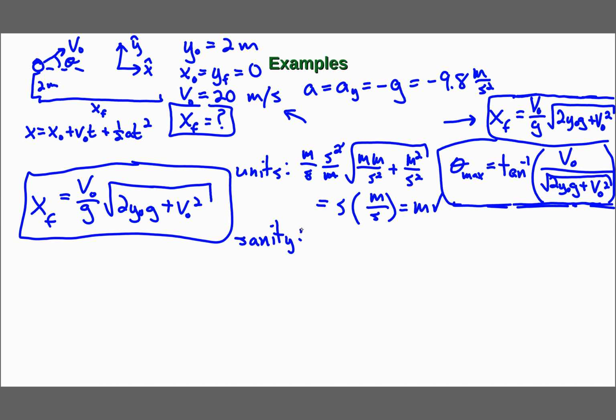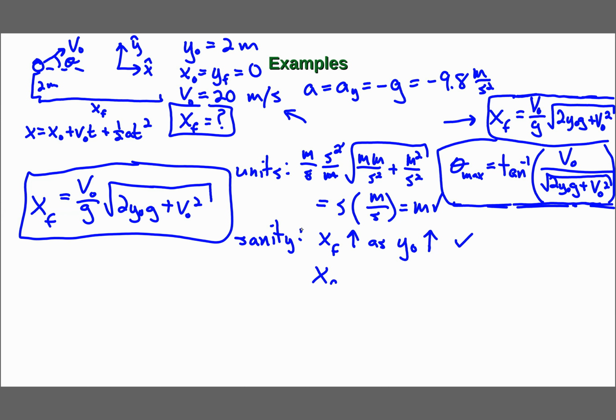Sanity check. Let's think about it for a second. If y naught goes up, x is further. So x final goes up as y naught goes up. So if I throw it off of a higher height, I can throw it further. And this makes intuitive sense to us, right? As we go up, we give the ball longer to fly, and we can throw it further.